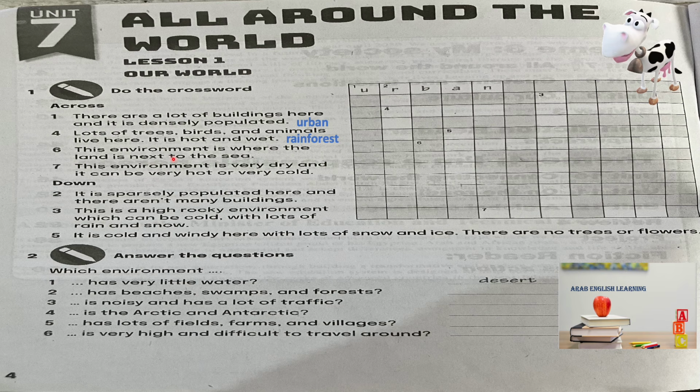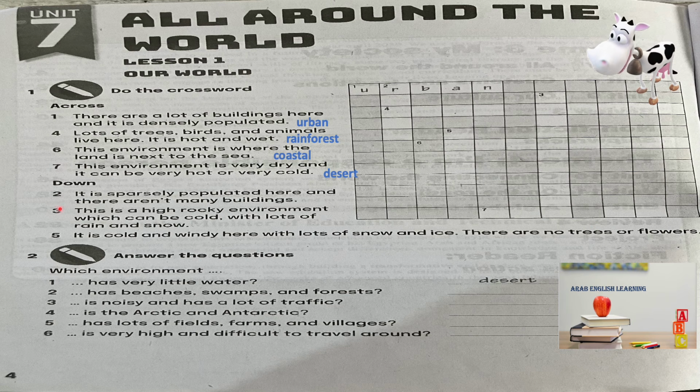Exercise 6. This environment is where the land is next to the sea. This is coastal environment and you should write it in number 6 across. 7. This environment is very dry and it can be very hot or very cold. This is desert and you should write it in number 7 down here.